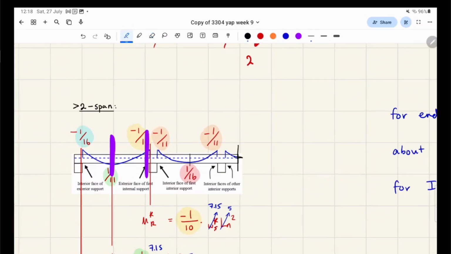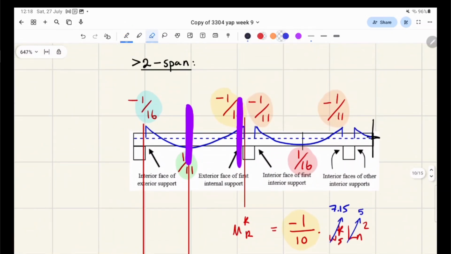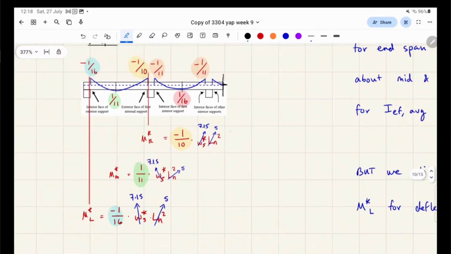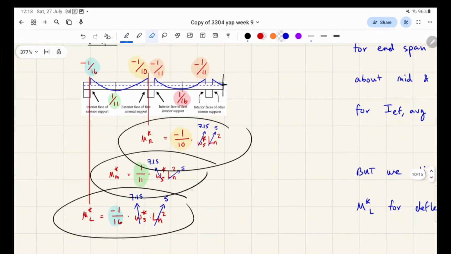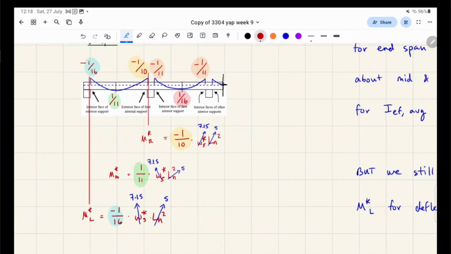Sorry, I'm talking about it quite theoretically, but it's really hard to imagine while you can't see the numbers yet. My point is you should take M_R, M mid, and M_L from the simplified methods for continuous beams from the code. So these values are as follows.